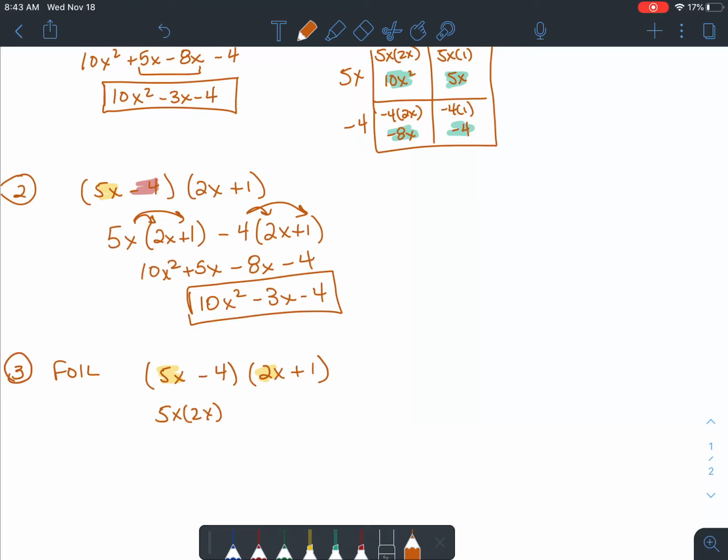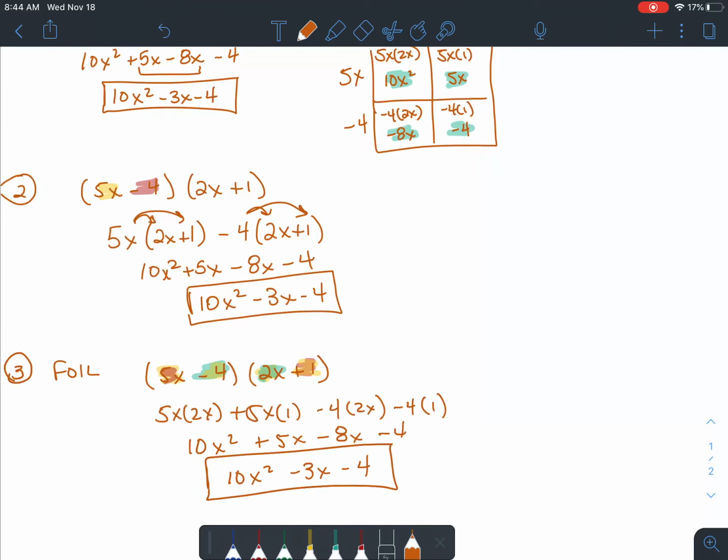And then outer means the outer ones, which is the 5x and the 1, which is actually just what happened in number 2. And then the inners are negative 4 and 2x. And then the lasts, which is negative 4 and plus 1. Right, so again, this becomes 10x squared plus 5x minus 8x minus 4, and it's the same answer that we had before. All of these ways are fine to use.